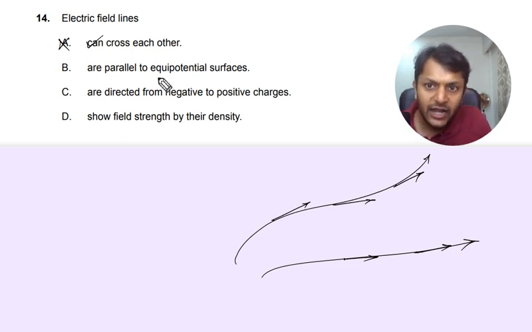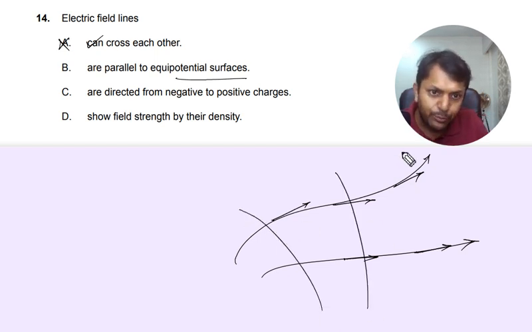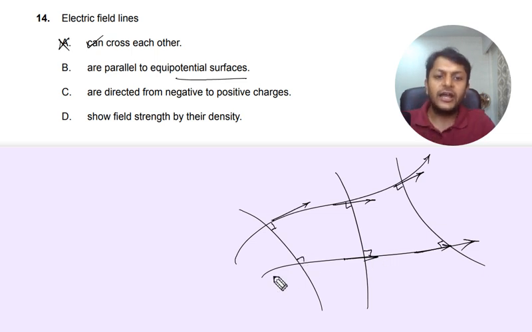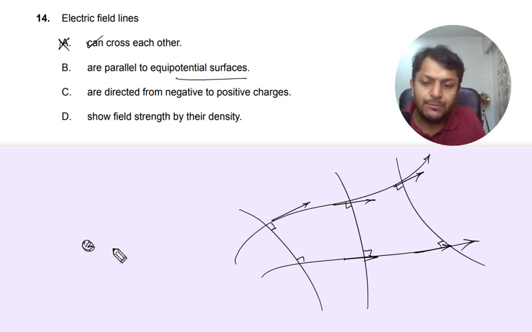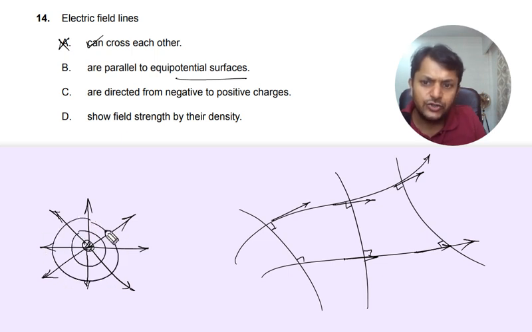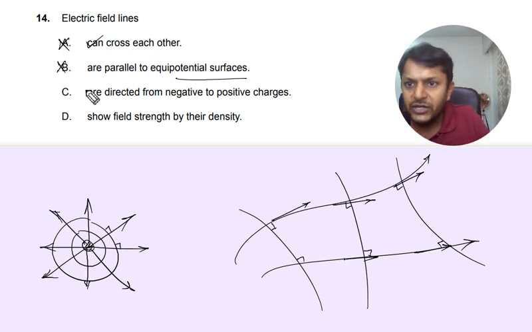Now, they are parallel to equipotential surfaces. Well, of course not, because an equipotential surface always makes a 90-degree angle with the field lines. Everywhere it will be 90 degrees. I know the diagram does not look like that, but it is 90 degrees. You can take the example of a simple spherical field line, a wavefront kind of thing like this, and these are the equipotential surfaces. So you can see the equipotential surface is always 90 degrees to the field lines. So even option B is wrong.